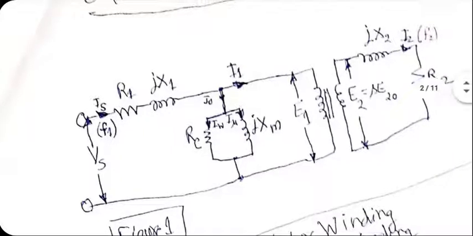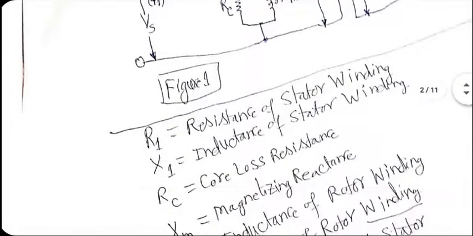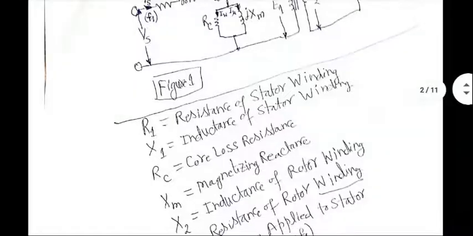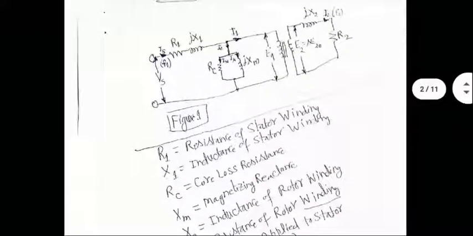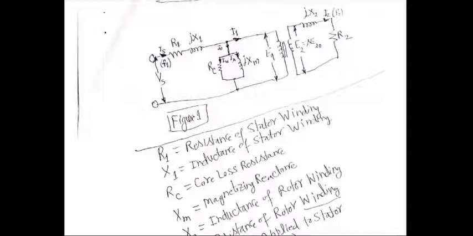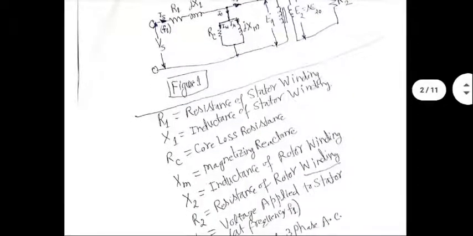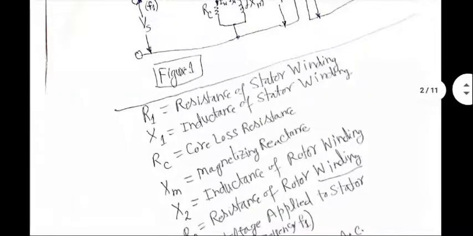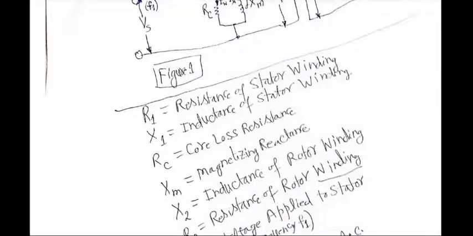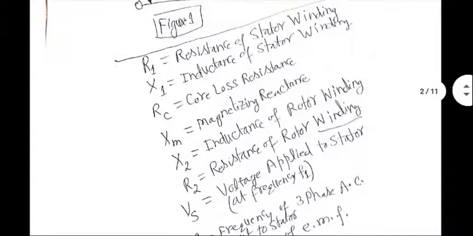So roughly, this is the equivalent circuit. RC is the core loss resistance actually. XM is the magnetizing reactance as we saw for transformers. X2, okay, there's a typographical mistake here. X2 actually, it's not inductance, it is the inductive reactance of rotor winding. R2 is the resistance of rotor winding.